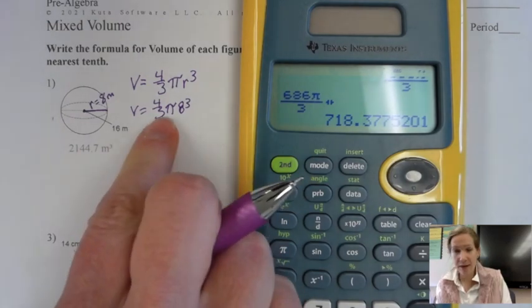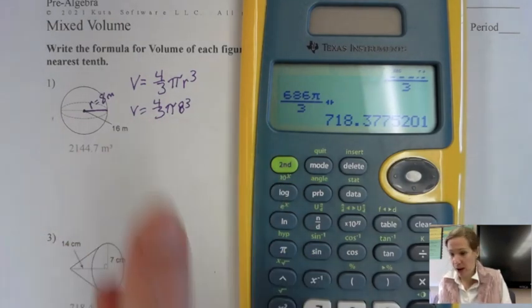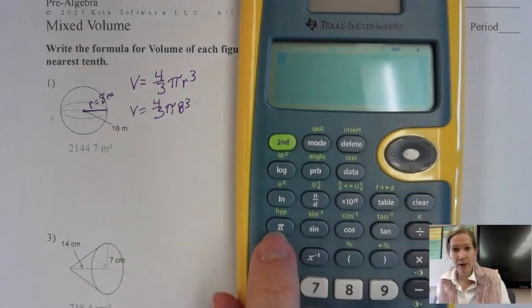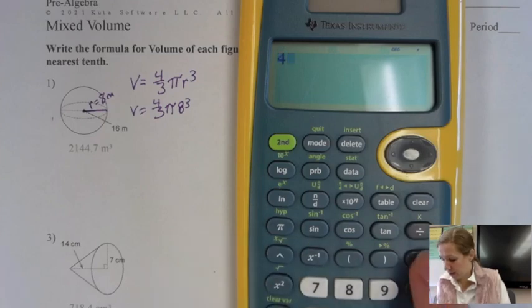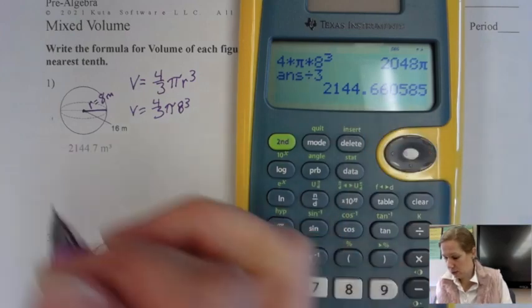Now, they did not tell us that we could approximate pi as 3.14. So we're going to use the pi button on our scientific calculator. So I'll take 4 times pi times 8 cubed, and I'll divide that by 3 to get our answer.